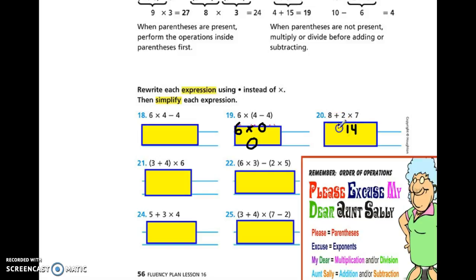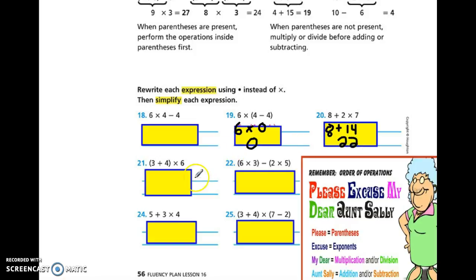And then I'm left with adding the 8. So I keep going. No division. Addition. Do I have some addition? Yep. So now I'm going to add my 8 plus 14. So 14, 15, 16, 17, 18, 19, 20, 21, 22. So you should have gotten 22.